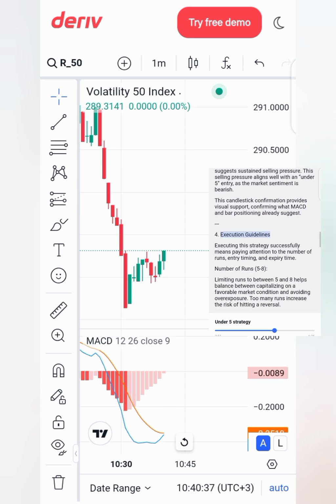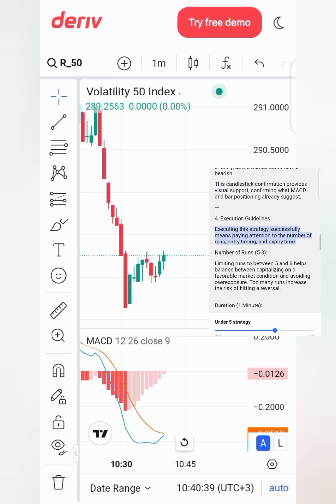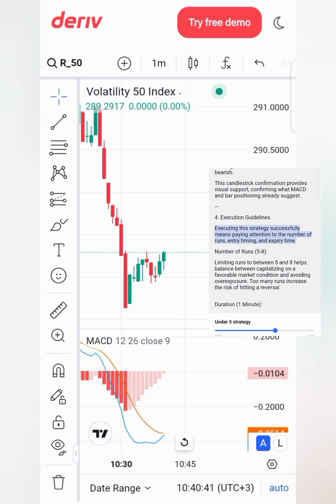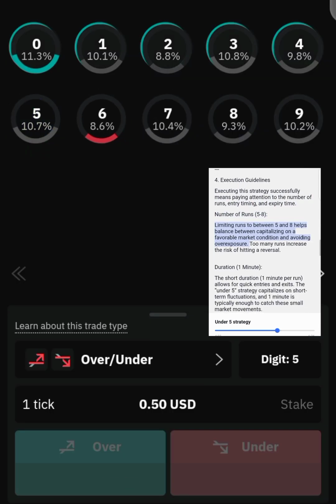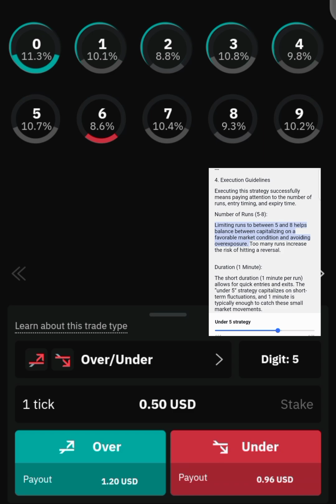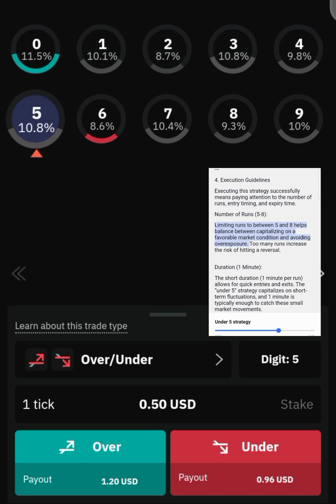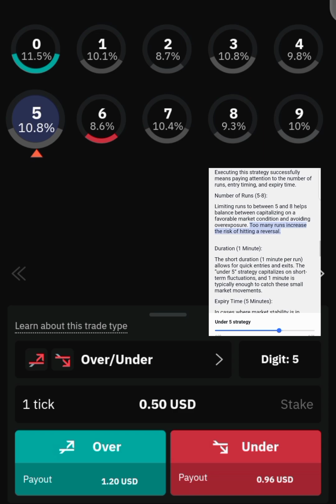4. Execution guidelines. Executing this strategy successfully means paying attention to the number of runs, entry timing, and expiry time. Number of runs, 5 to 8. Limiting runs to between 5 and 8 helps balance between capitalizing on a favorable market condition and avoiding overexposure. Too many runs increase the risk of hitting a reversal.